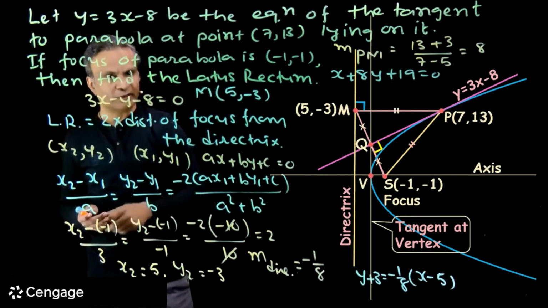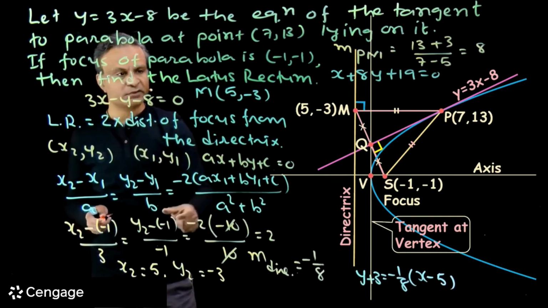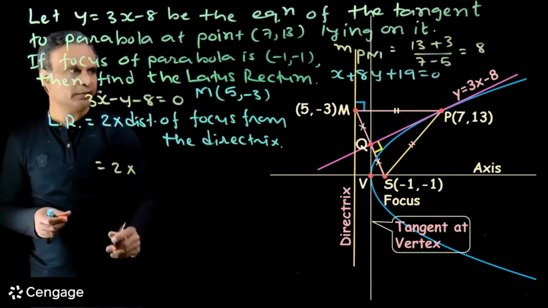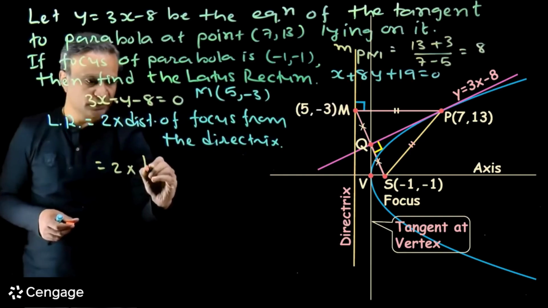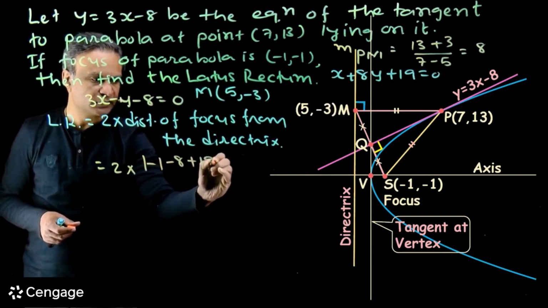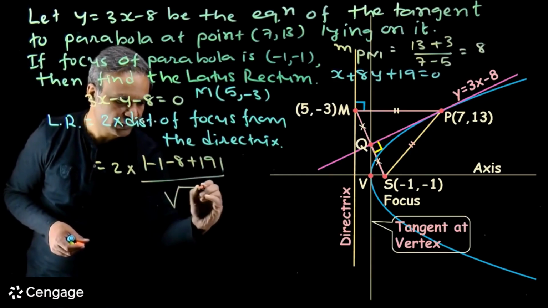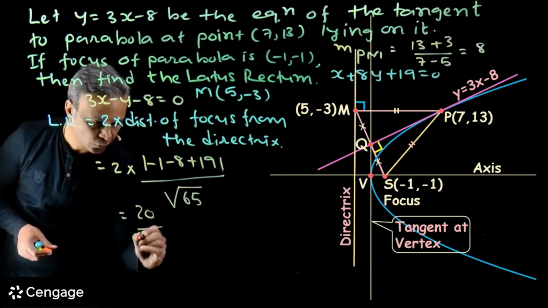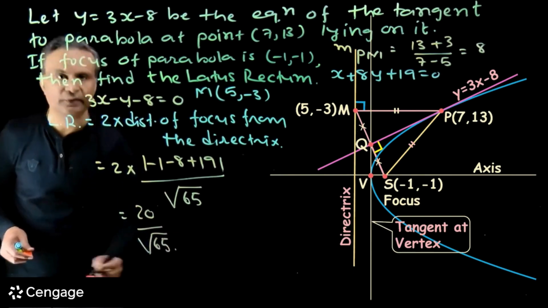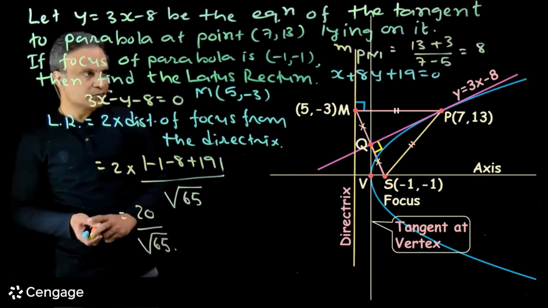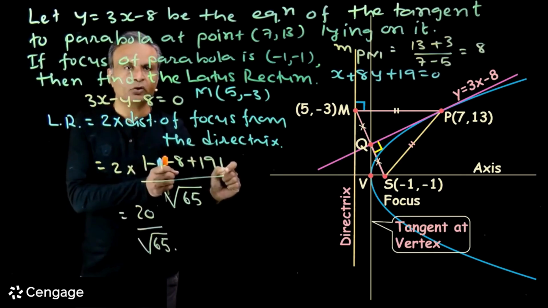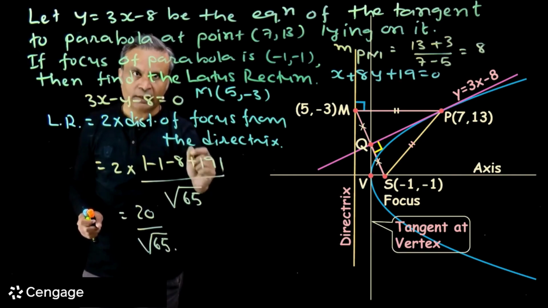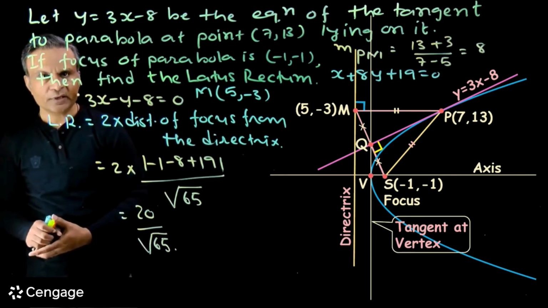Now we can get the length of the latus rectum. The formula is this: 2 multiplied by the distance of the focus from the directrix. So the latus rectum will be 2 multiplied by (minus 1 minus 8 plus 19) over square root of 65. This is 10. So we have 20 over root 65. Okay, so this is the length of the latus rectum. Here we used one property of tangent, that the reflection of the focus in the tangent to a parabola lies on the directrix. Okay, let's have one more question.